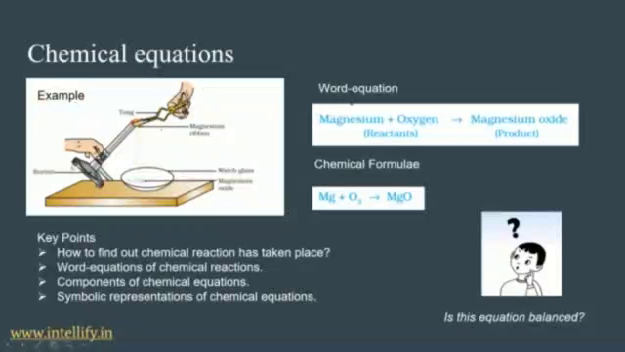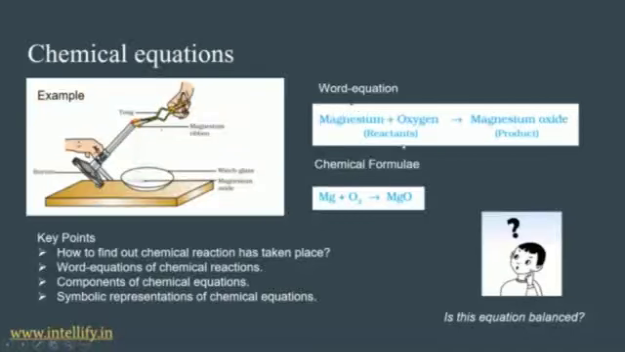Coming to this example where you are burning a magnesium ribbon with the help of a burner. Before you burn the magnesium ribbon, you have to rub it with the help of sandpaper. So this magnesium ribbon converts into a powdery form called magnesium oxide. This chemical reaction can also be written as a word equation, that is magnesium plus oxygen gives you magnesium oxide.